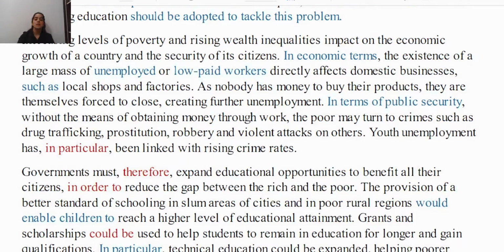So as you can see here, we are talking about problems, and you can detect those beautiful, useful, and less common vocabulary items which are completely related to the topic. So "in economic terms" means from the economic point of view; "unemployed or low-paid workers"; and "in terms of public security". You can also say "regarding". These are different kinds of phrases that can be used.